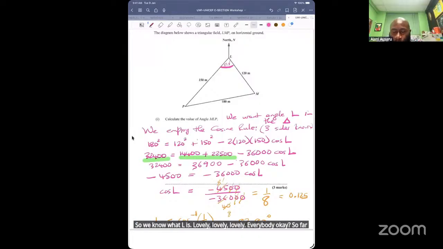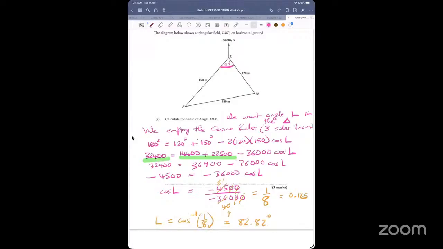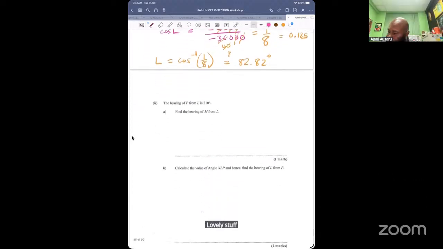That's why it was worth 3 marks. You have to do a little calculation, but it was nothing difficult. Once you don't make any mistakes, it should be good. Lovely stuff. Let us move on now to the next question.